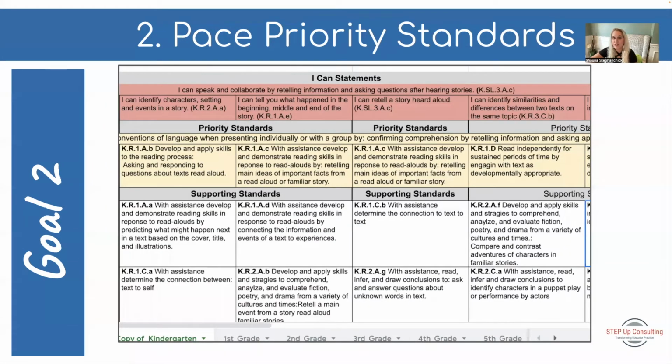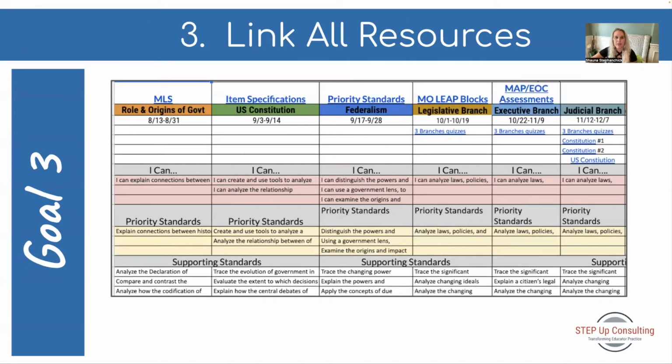The next thing we're going to do is we're going to actually pace your priorities. So you can see on this screen, it shows we're going to identify units, run down each column. What is a priority in this unit? The pink is the priority written in student-friendly language. And then what are those supporting standards that I'm also covering during that unit?